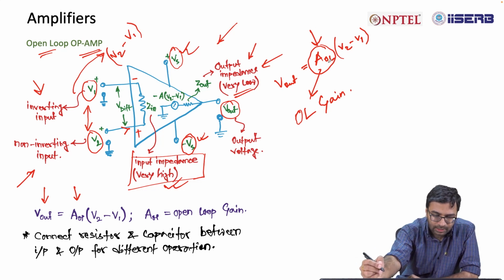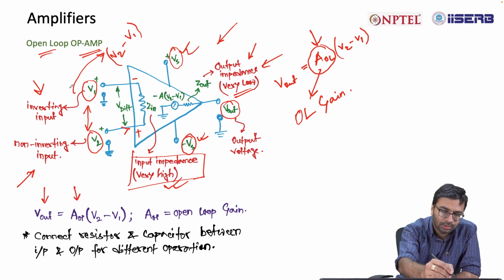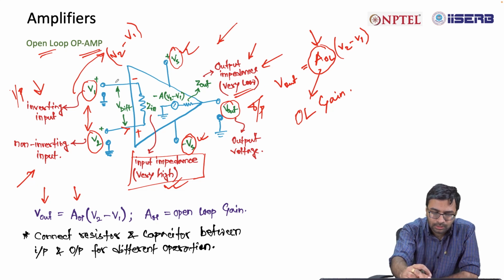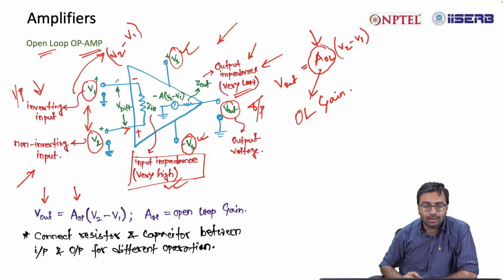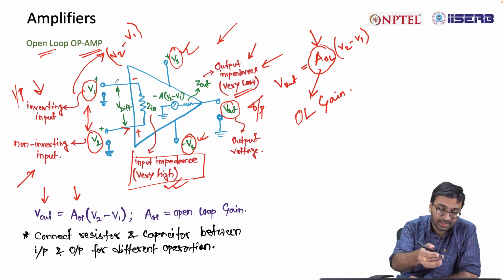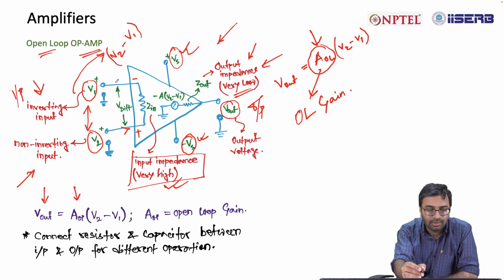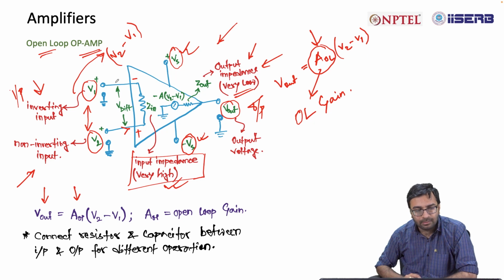Now you can connect different resistors and capacitors between input and output. So this side is input side, this side is output side. You can connect resistors and capacitors between input and output for different operations. Now we will see how the resistors and capacitors connected between input and output will help us in designing a circuit.